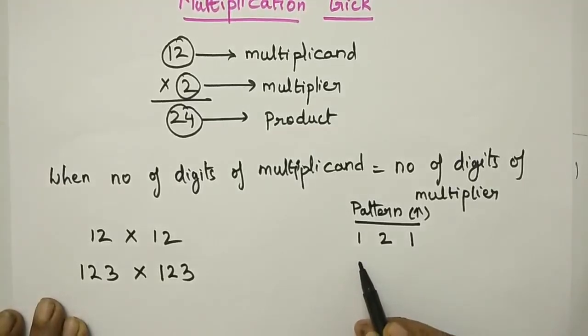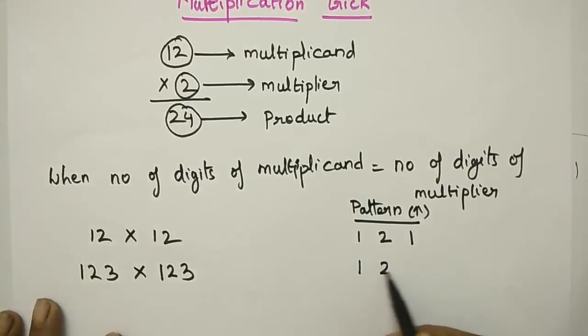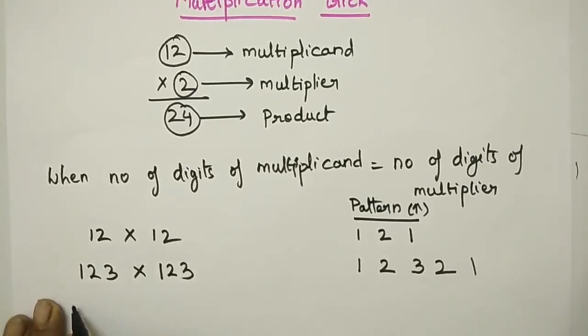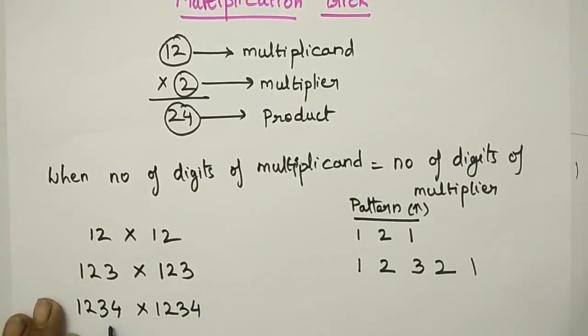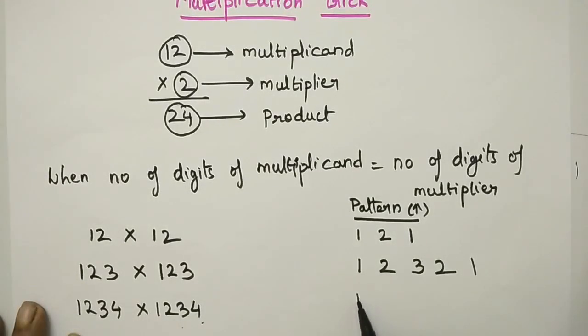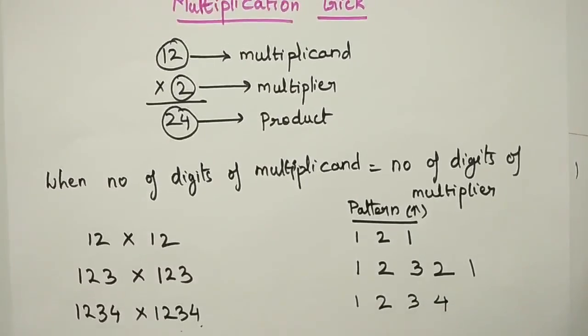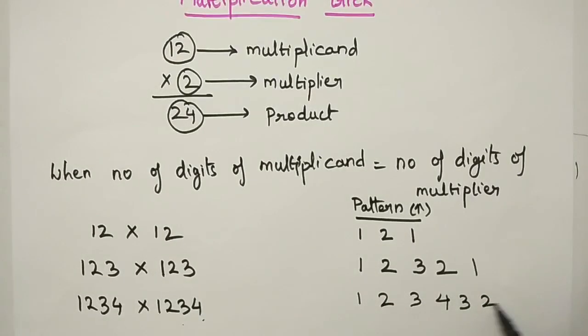Then the pattern should be 1, 2, 3, 2, 1. That is, here 3 digits, right? First you have to write 1, 2, 3. Okay? Then come back. Write down here 2, 1. Okay, this is the logic. If it is of 4 digits, 1, 2, 3, 4 into 1, 2, 3, 4. Suppose the multiplicand has 4 digits and the multiplier also has 4 digits. In that case, first write down up to 4: 1, 2, 3, 4. Now come back. 3, 2, 1.